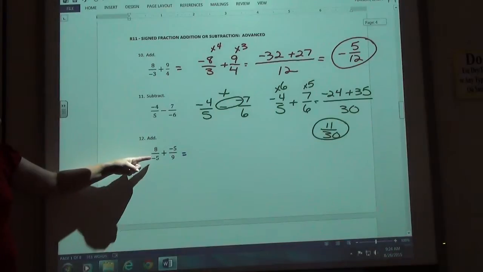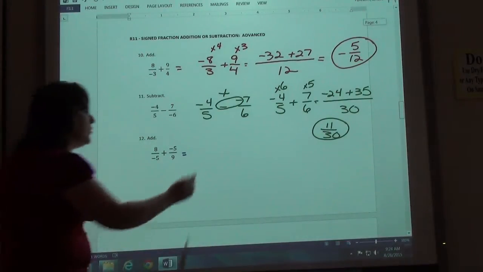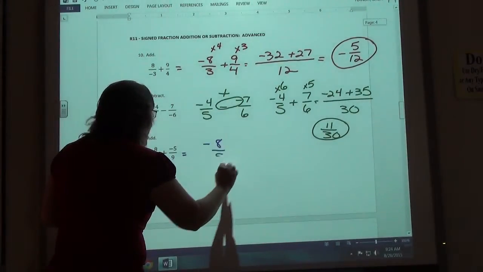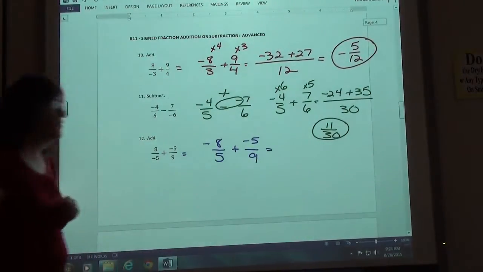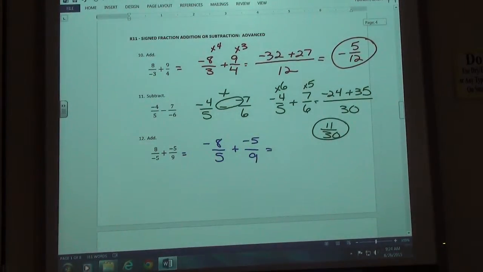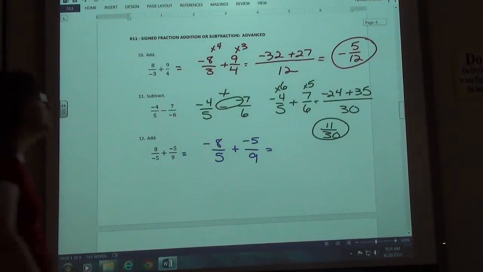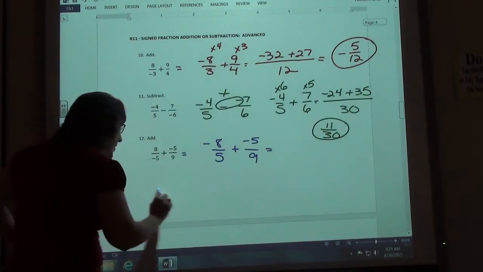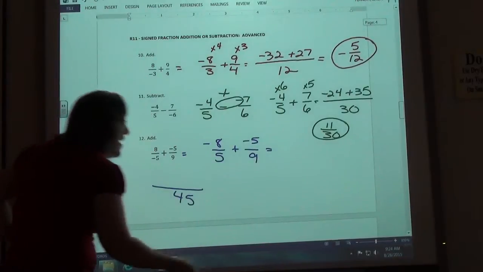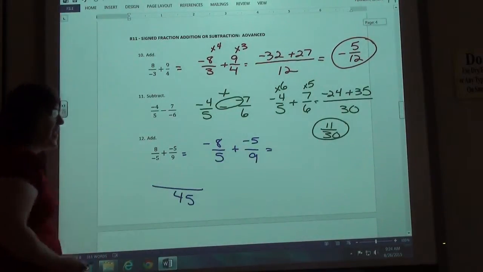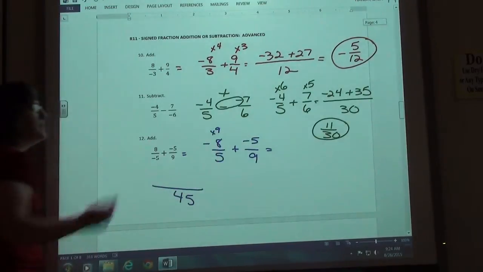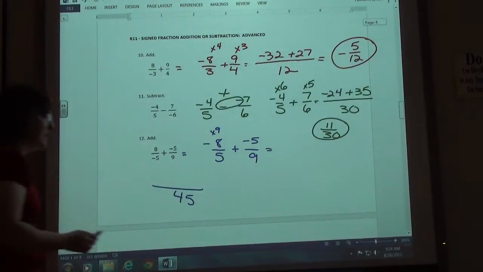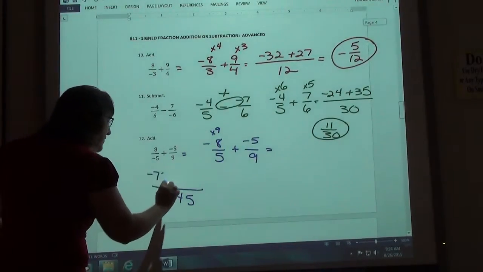So again, we want to move that negative up to the top. So we're going to make it negative 8 over 5 plus negative 5 over 9. So my common denominator would be 45. I'll write it down here. 5 goes into 45 9 times. 9 times my negative 8 is negative 72.